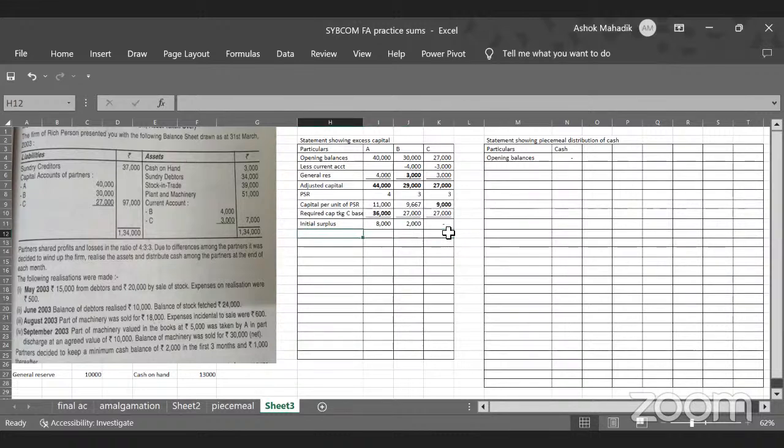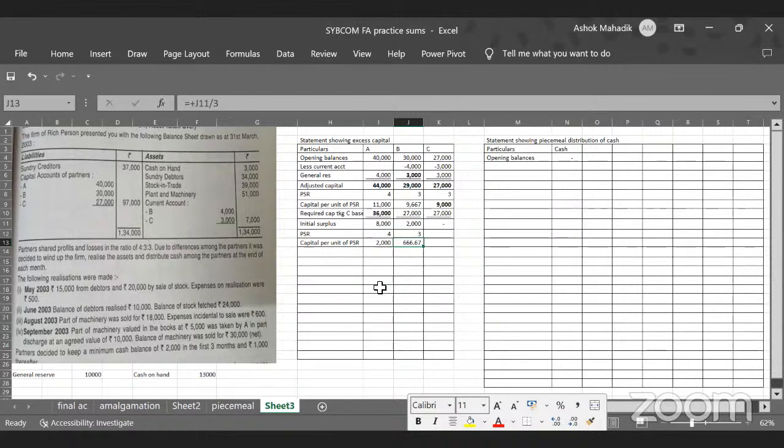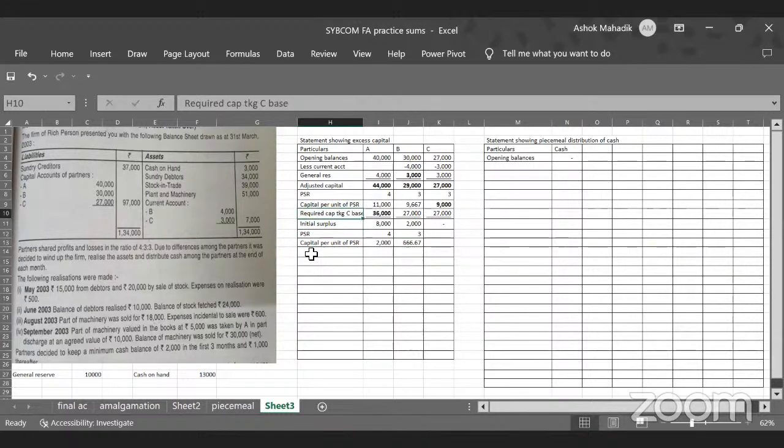So I'll first write PSR. What is PSR? 4:3. Clear? Now capital per unit of PSR, divide capital by PSR. So 8,000 divided by 4. So it will be 2,000. Clear? Then 2,000 divided by 3, 667. It must be with some decimal points. I'm not writing the points, but I suggest you write at least 2 digits after the decimal point. So now tell me whose capital will be base? B's, because capital per unit of PSR is lowest at 667 for him. So I'll write here required capital, taking B's capital as base.